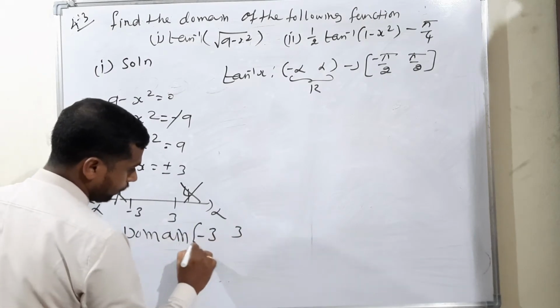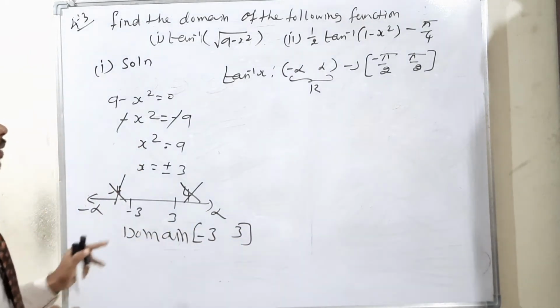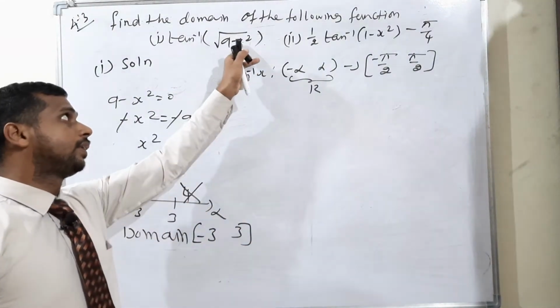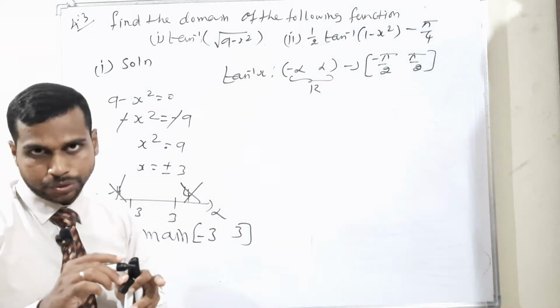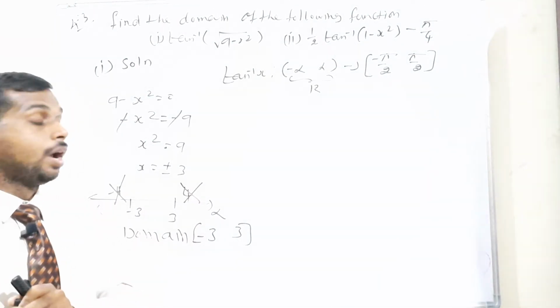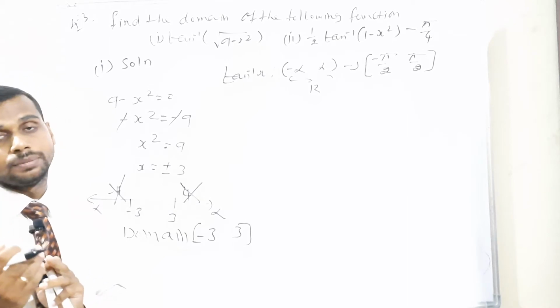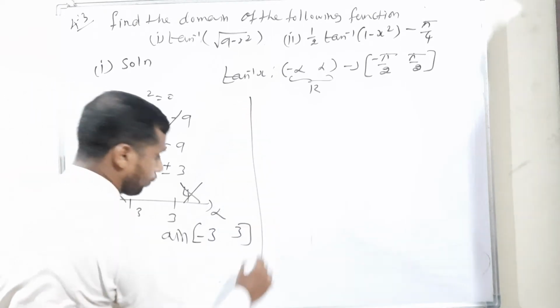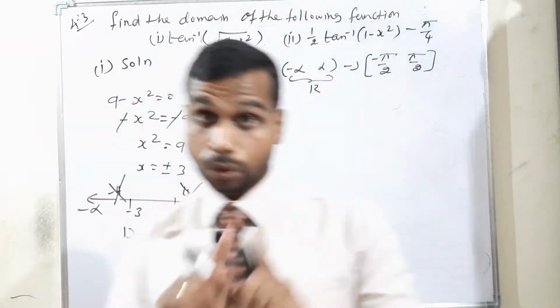So, therefore, the correct domain for subdivision 1 is negative 3 to positive 3, and we have to put it in closed bracket. Why? Consider negative 3: the whole square means positive 9. So, 9 minus 9 means square root of 0, that is not an issue. But square root of any negative value is not a real value, only imaginary. So, subdivision 1 domain is negative 3 to positive 3 in closed bracket.